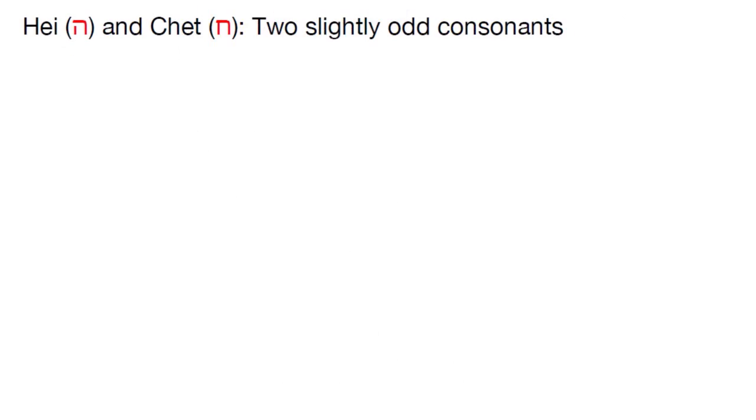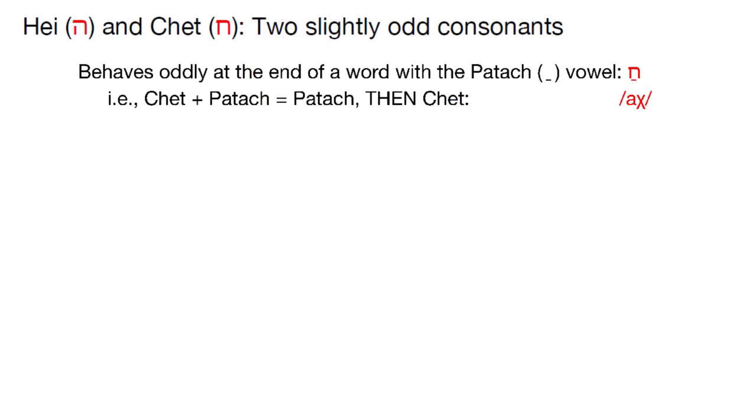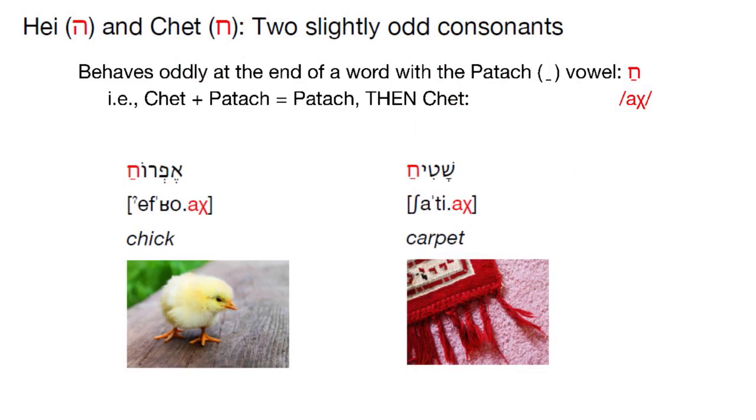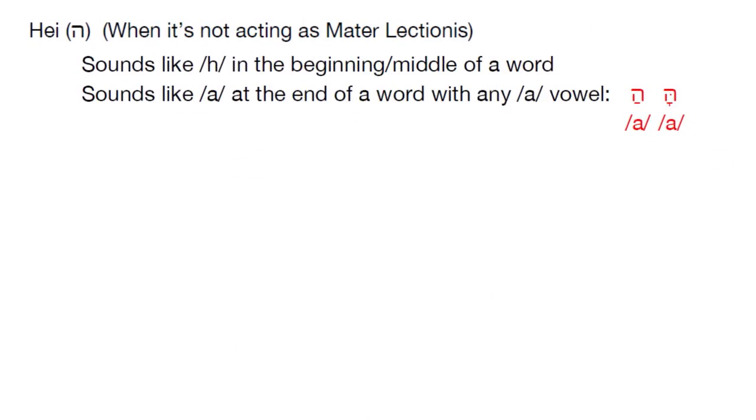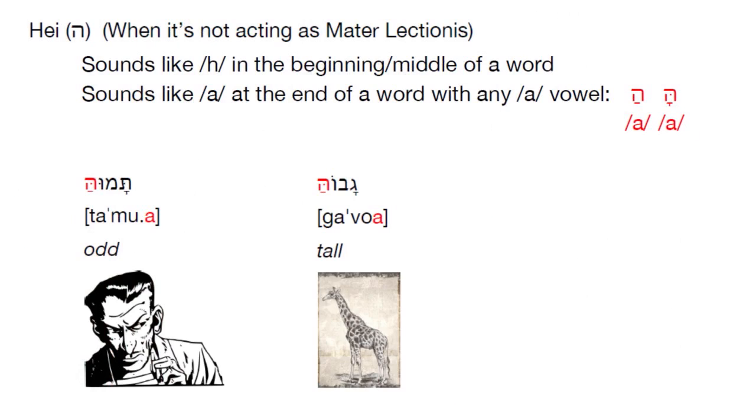Our second topic covered the consonants chet and hey, both of which can act a little weirdly at the ends of words. If you see a word where the last letter is a chet and there is a single line underneath it, then you're going to read that as ach, as in efroach, and shatiach. With hey, if you see a word where the last letter is a hey with any kind of a vowel underneath, you'll ignore that h sound, as in tamua, or gavoa.